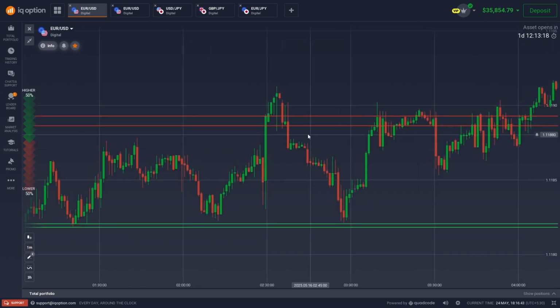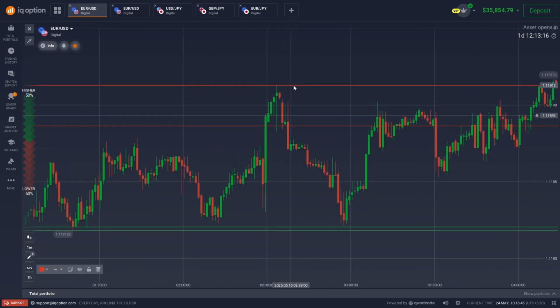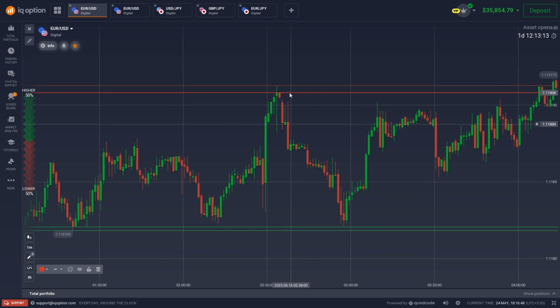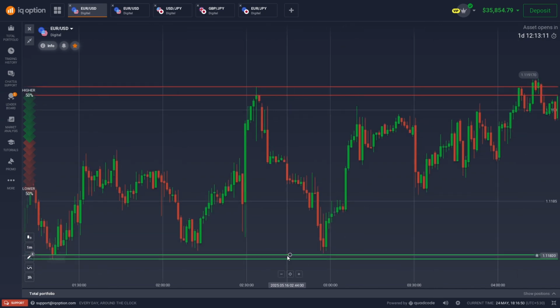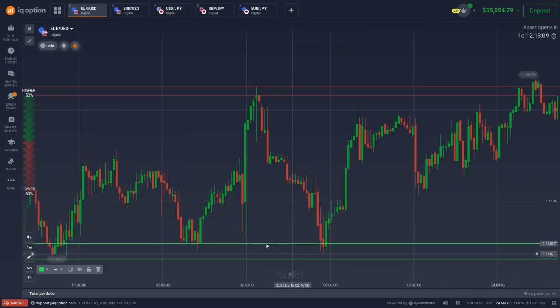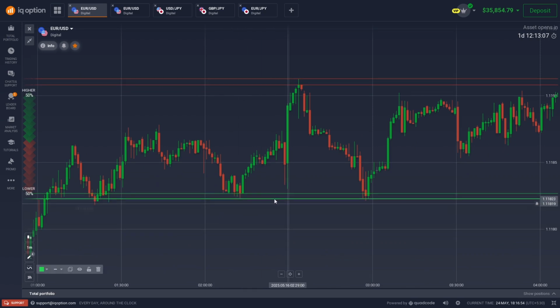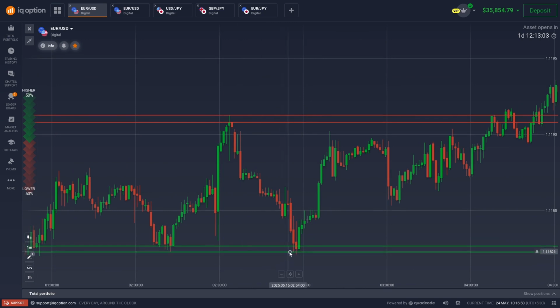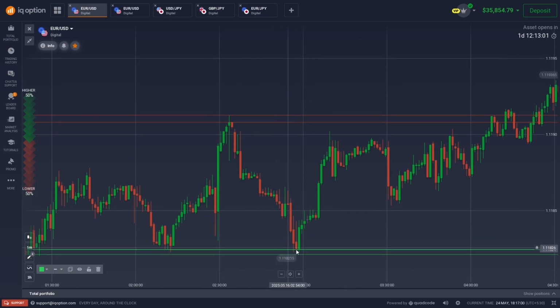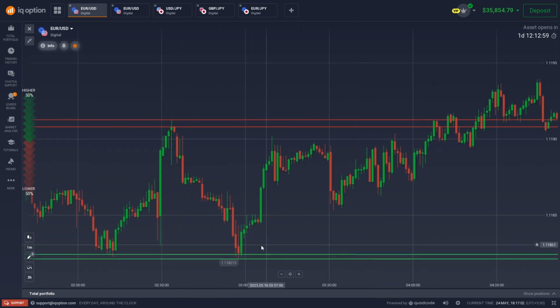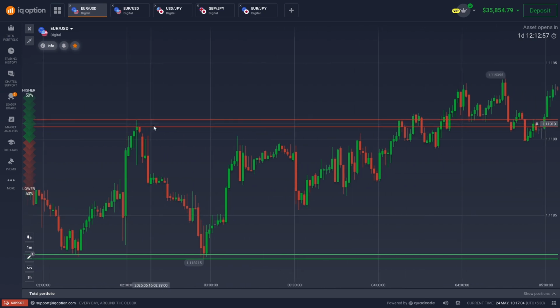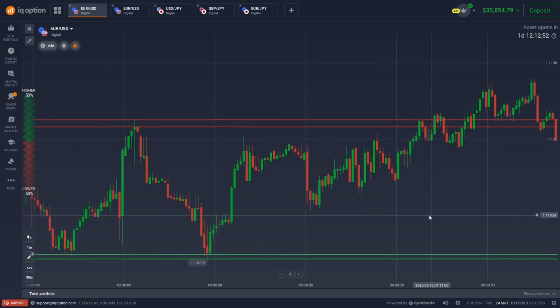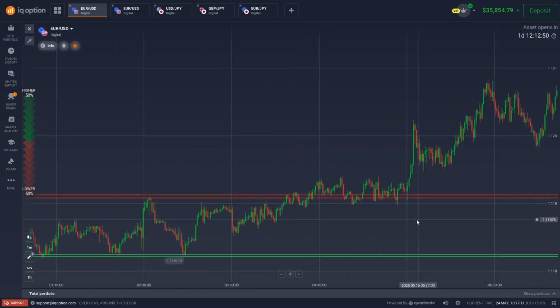Like in this case now, this is your freshly formed resistance, and let's talk about this support. This is your support level, freshly formed support. It did work here, and let's use this freshly formed support, and let's see the resistance here. It did work, and after that price broke through, it goes up.